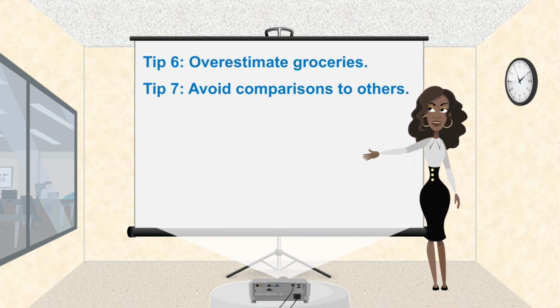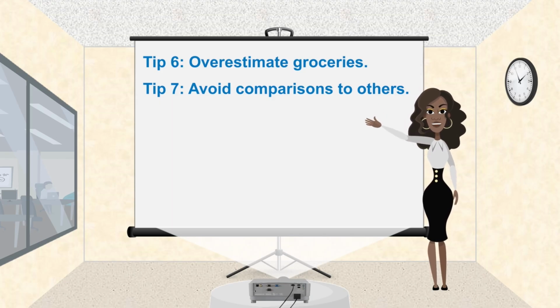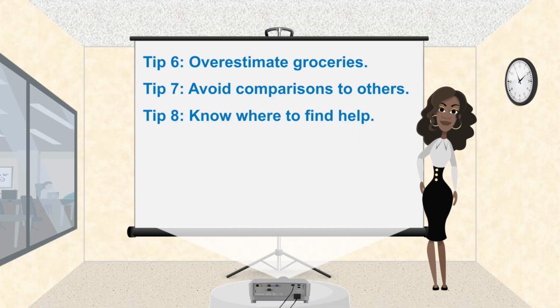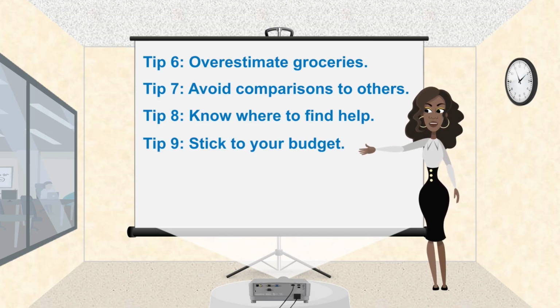Tip number 7 is to avoid comparing yourself to a friend or family member. Focus on the money you have and make purchases that are limited to that amount. Tip number 8 is to know where to go to get guidance and support when you need it. There are helpful websites and articles on the internet and books in the library that will provide suggestions and ideas for you. Tip number 9 is to stick to your budget.